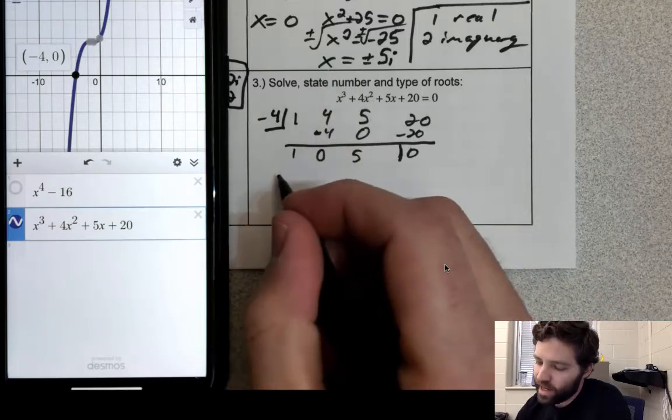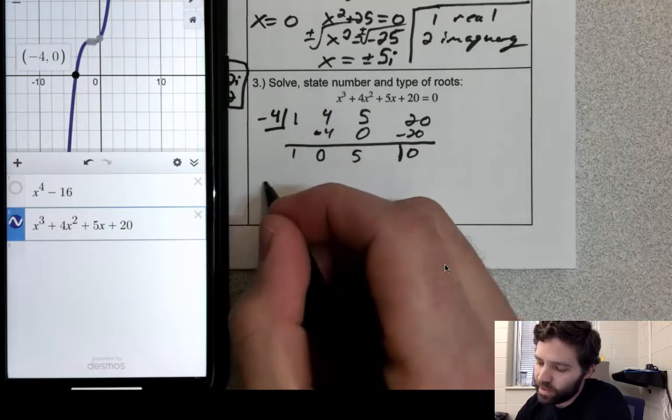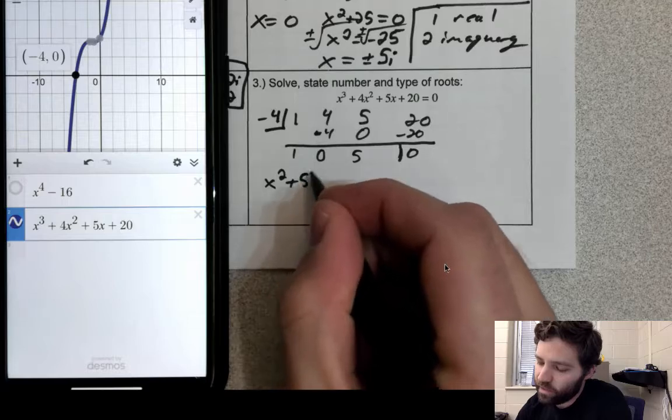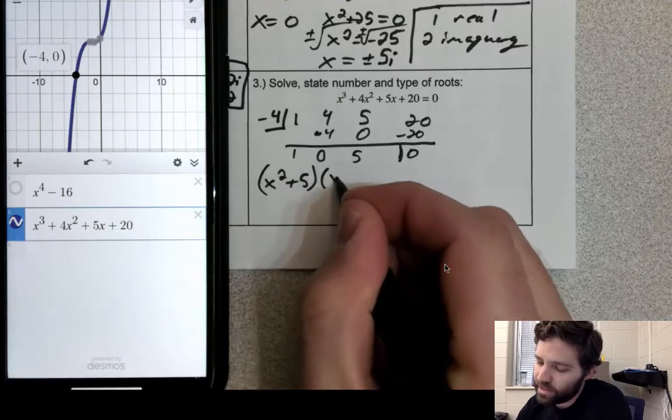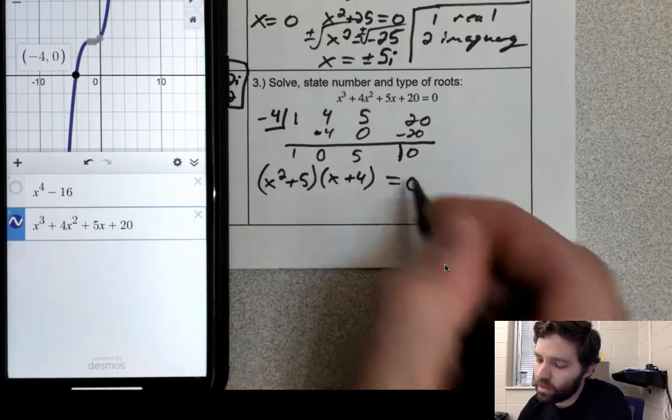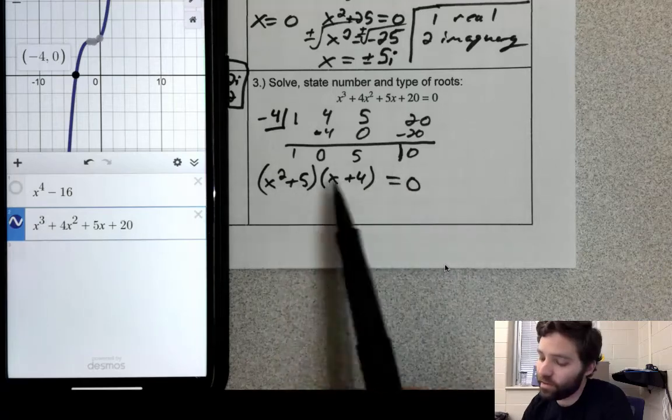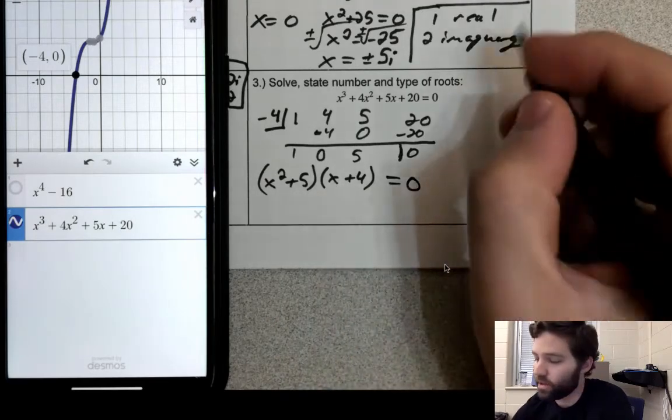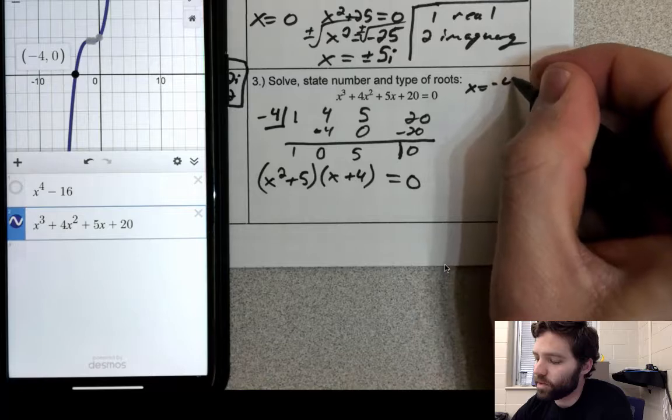So the equation that I'm at now, just to write it out for you explicitly, is x squared plus 5 times x plus 4 is equal to 0. And I want to figure out when is each part here equal to 0. Well, I already know this one is going to be x equals -4. That one showed up in the graph.